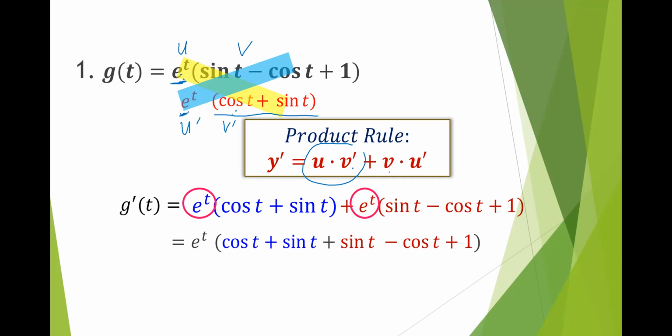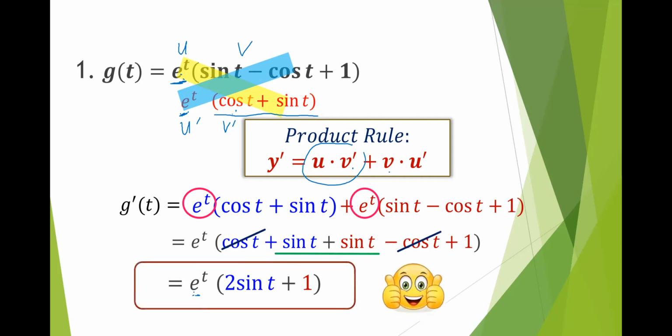Kinolor code ko, no? This is coming from this one in blue. Tapos ito yung naka-red. Notice that you can cancel the cosine t. Tapos you can combine the sine t's. Magiging 2 sine t plus 1 yung expression sa parentheses, and then you still have the e to the t outside. And this becomes our final answer.